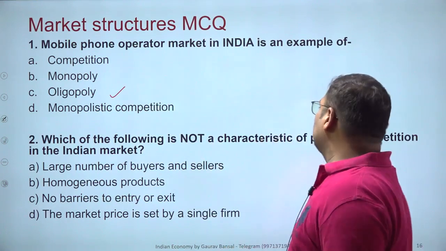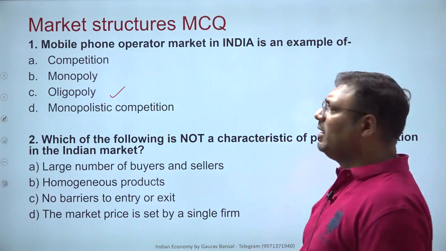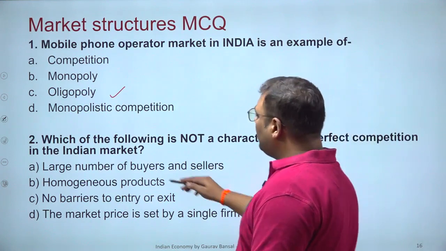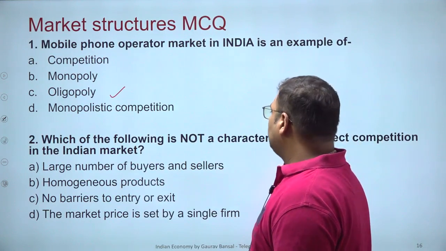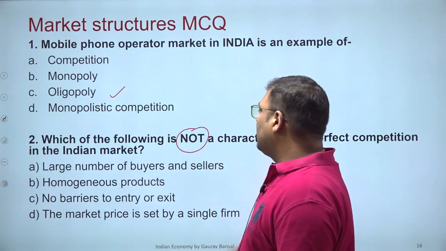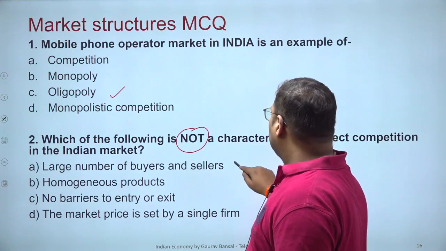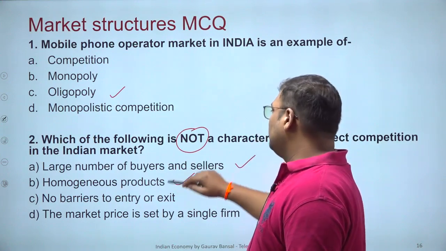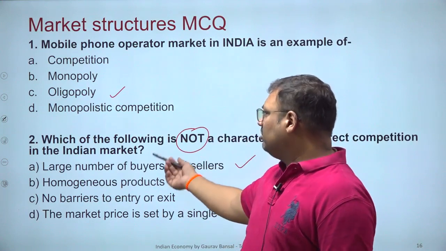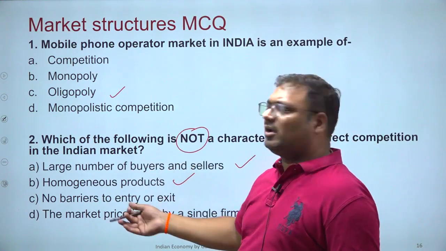Which of the following is not a characteristic of perfect competition? Okay, in the Indian market or any market actually, if you look at the options, it is not specific to India. Large number of buyers and sellers, this is a characteristic of perfect competition. Homogeneous products, yes. Okay, so look at these options. Through that only you can cover the topic as well.